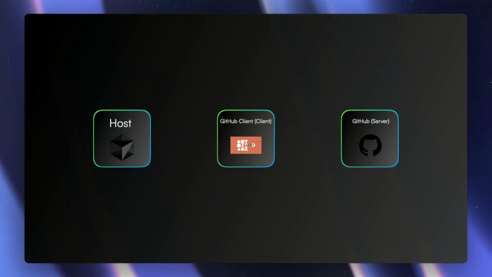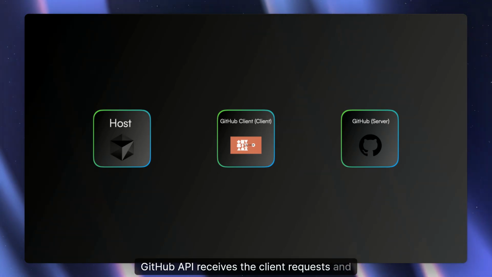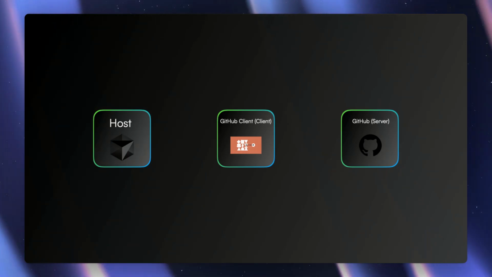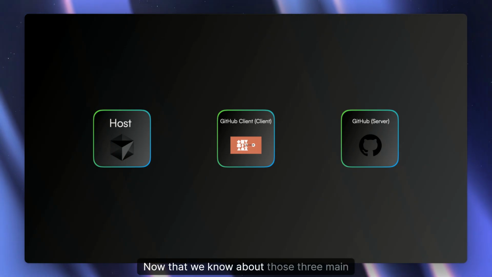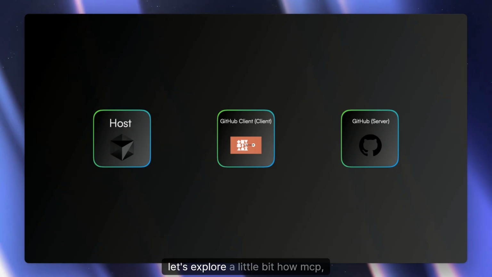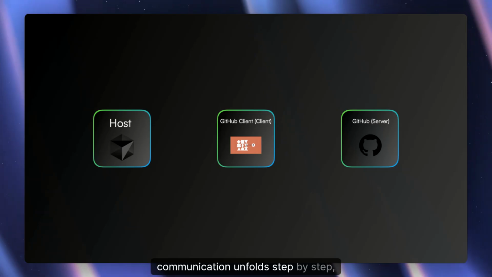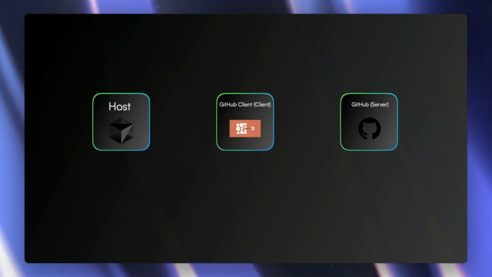The server component, in our scenario, the GitHub API, receives the client requests and responds accordingly. It ensures that the client gets exactly the data it requested, making sure that everything flows smoothly. Now that we know about those three main components, let's explore a little bit how MCP communication unfolds step by step, starting with establishing the connection.